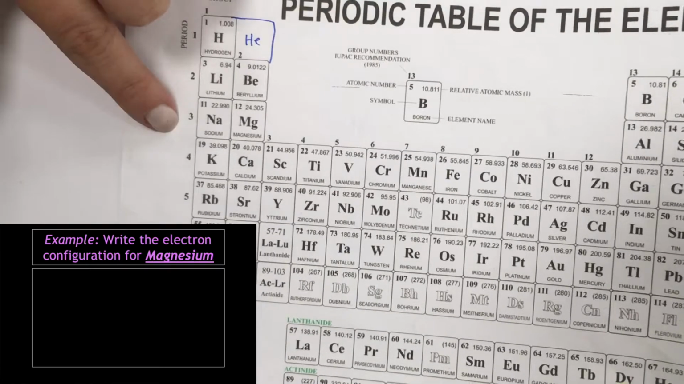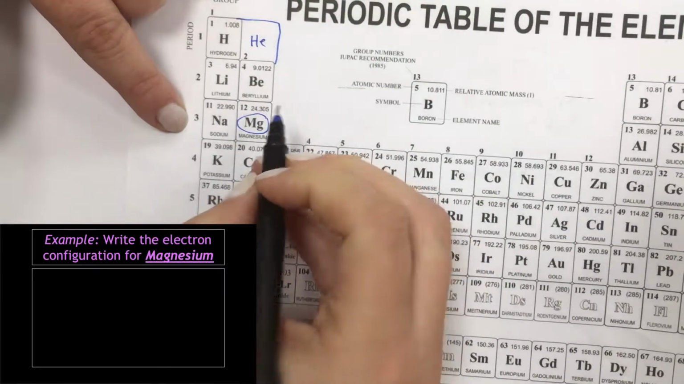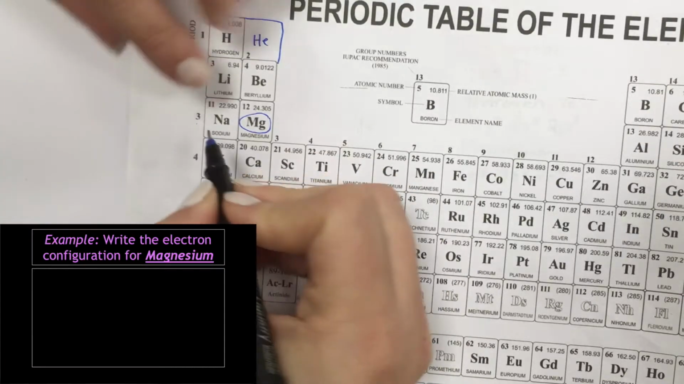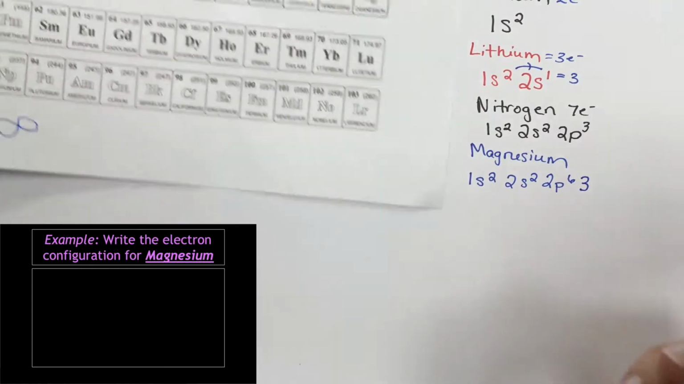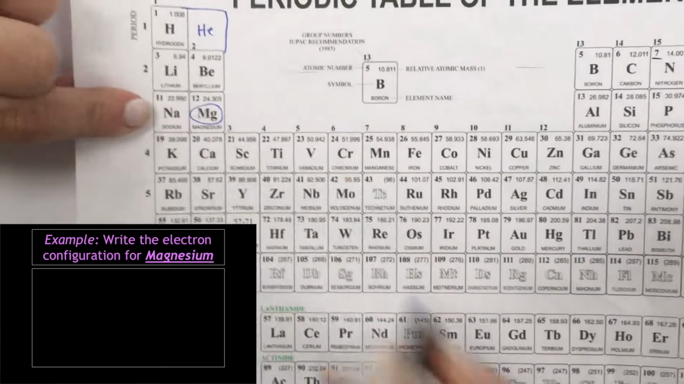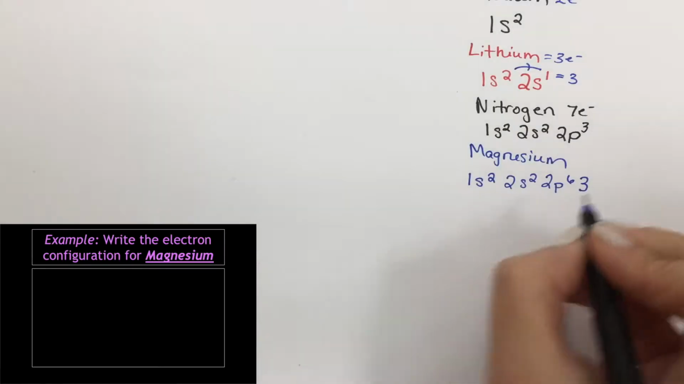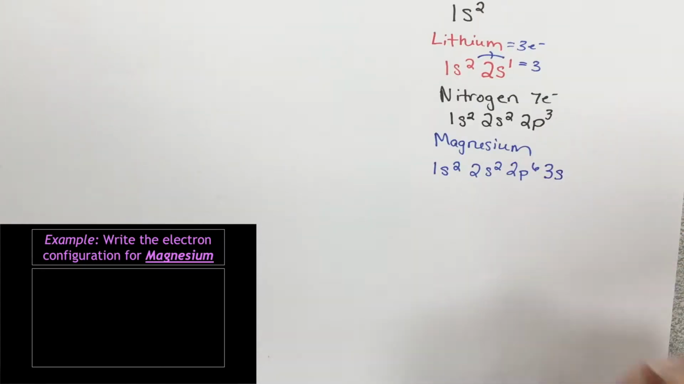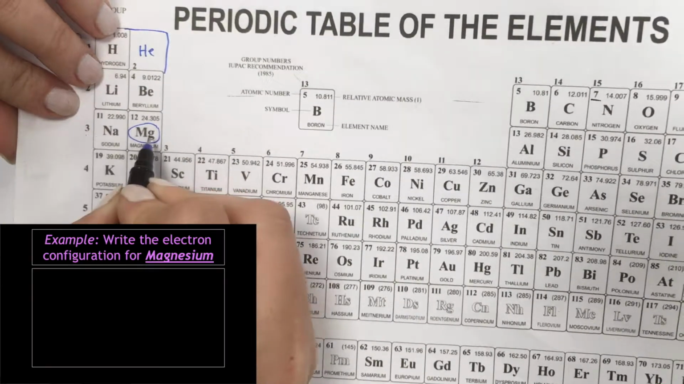We're moving to the third energy level, and we are trying to get to magnesium. So our energy level is 3, and this is the S block, so 3s, 1, 2, so it's 3s2.